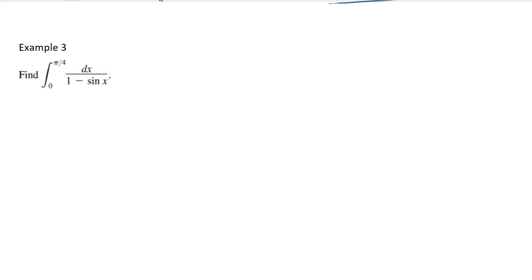In example 3, what we're going to do is use algebra to manipulate the trig identity into something that we can work with. Okay, because I don't know how to integrate dx over 1 minus sine x. Typically, when you see something like 1 minus sine x or 1 plus sine x, what I want you to do is think about multiplying by the conjugate, because that'll lead to something that we can then use a Pythagorean identity for.